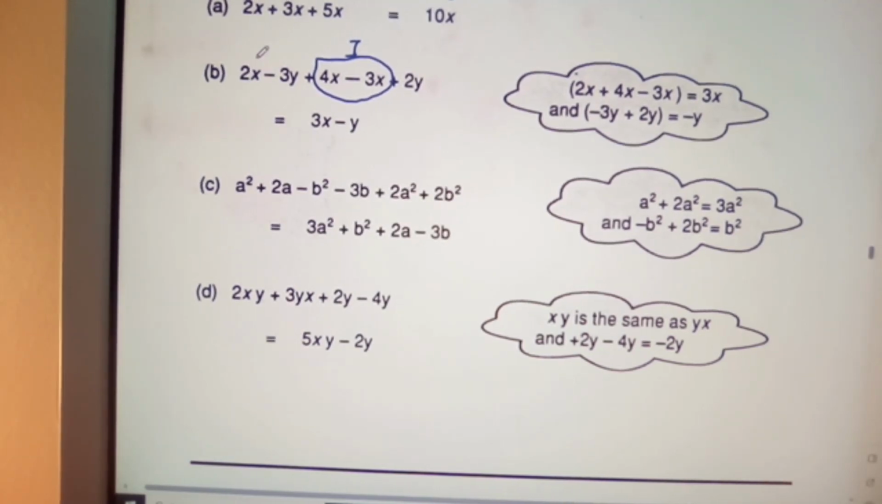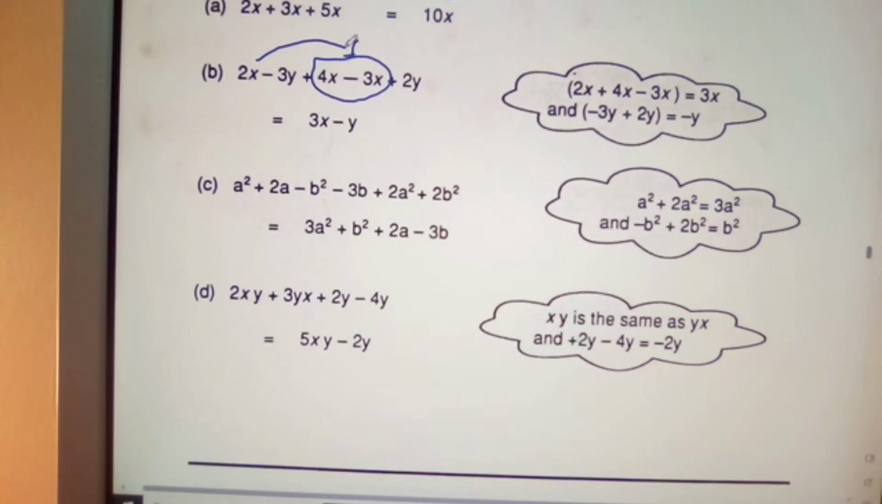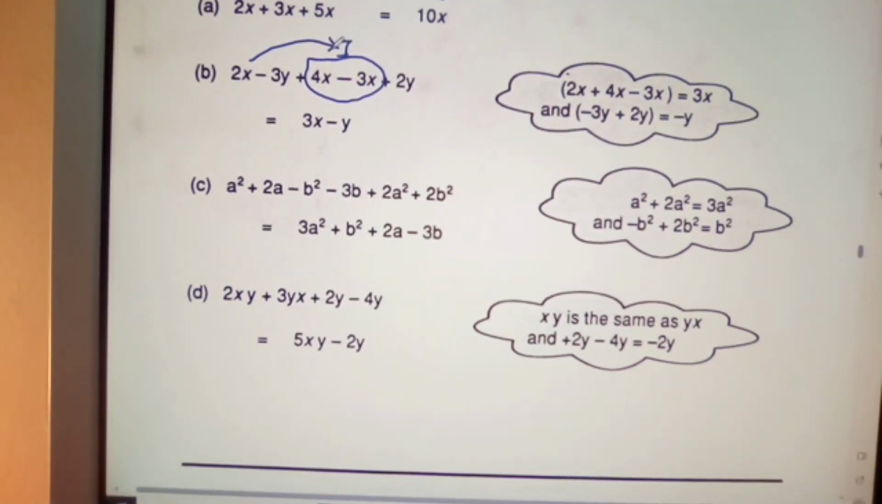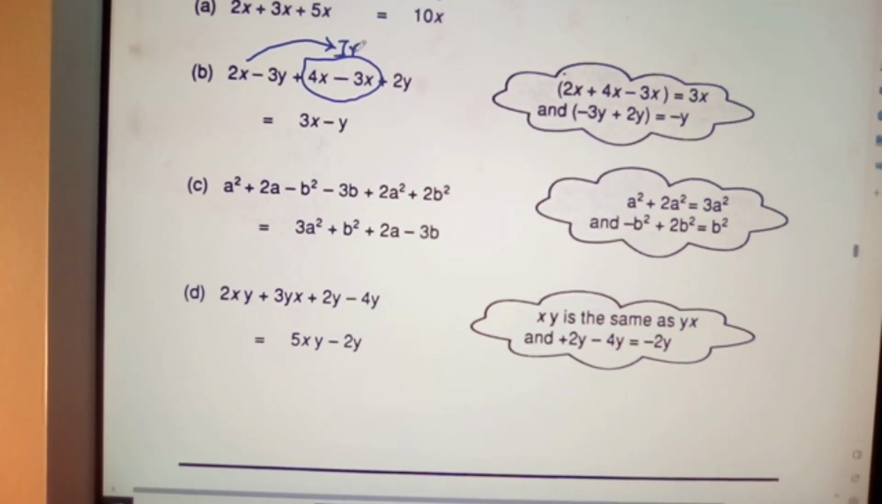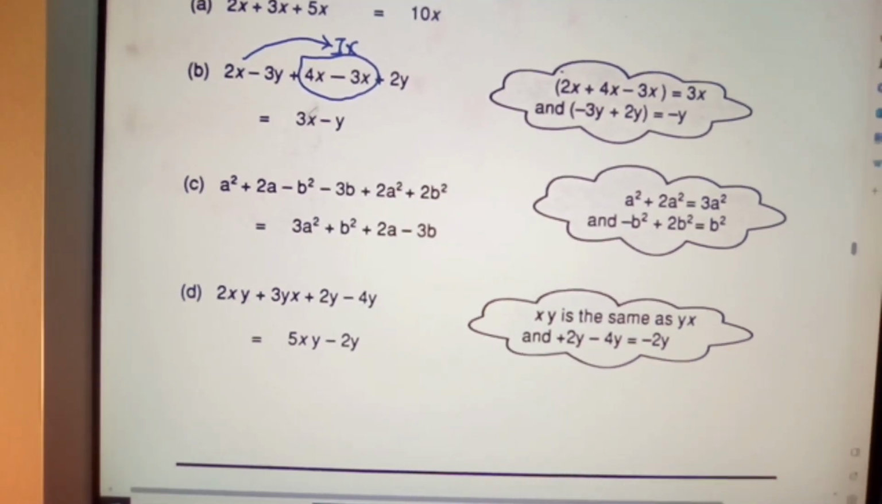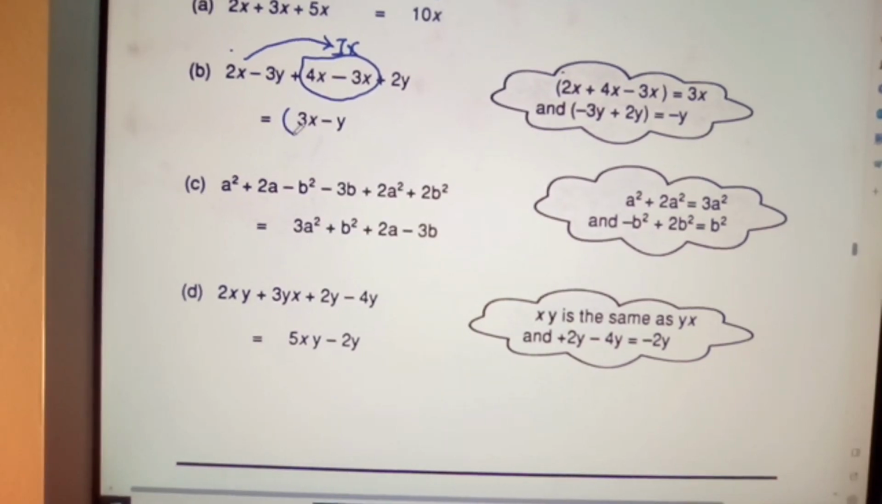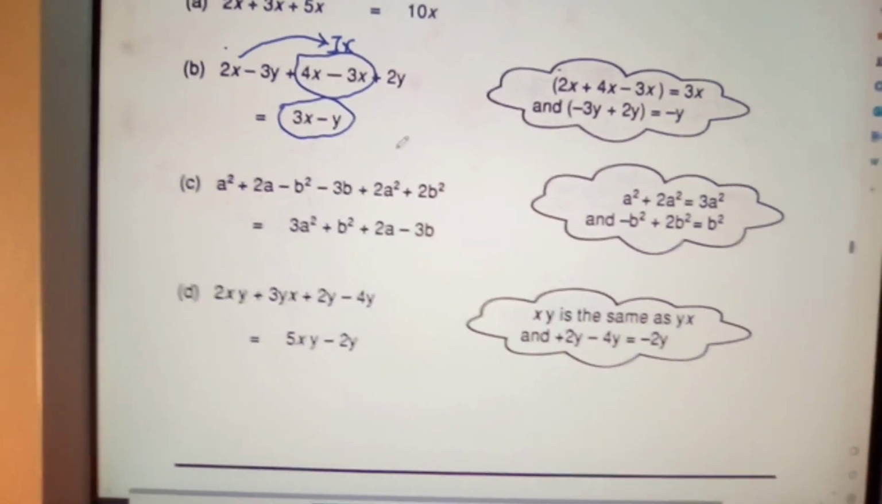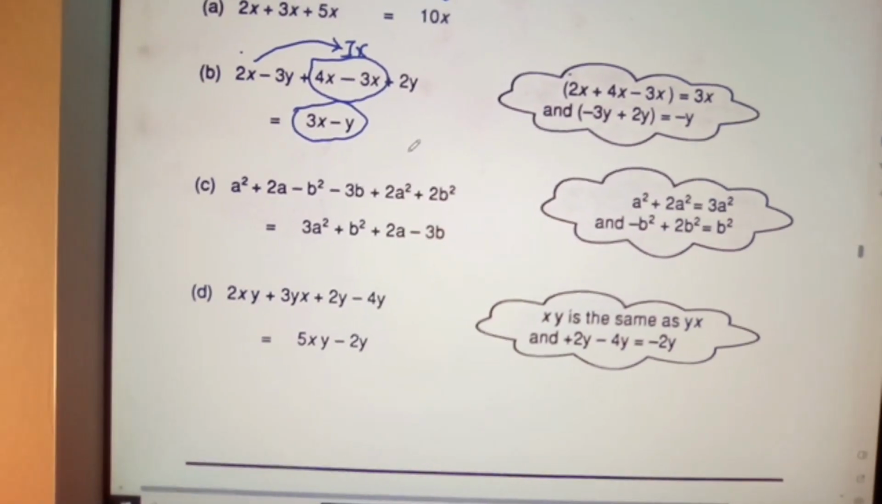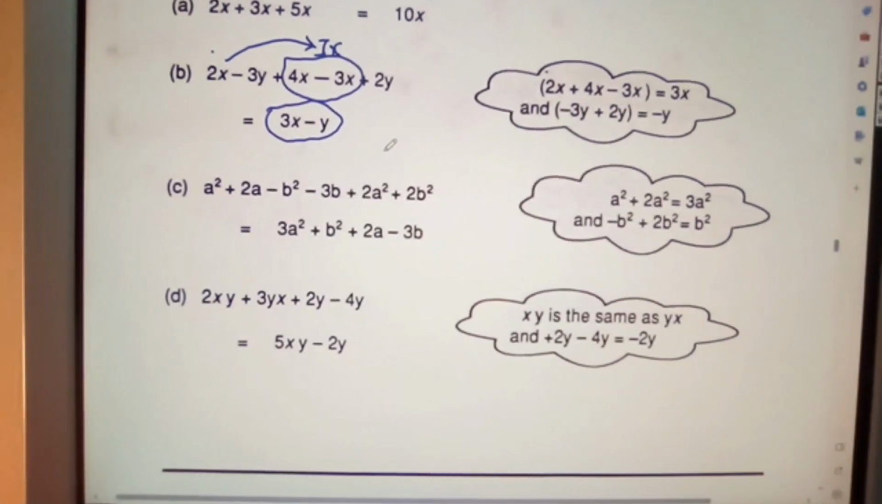2x plus this 1x, and that's an x, equals 3x. But that's my interpretation of it. You are free to look at it from your perspective and apply your method of solution. But I'm happy with that. It's 3x minus y. Okay?